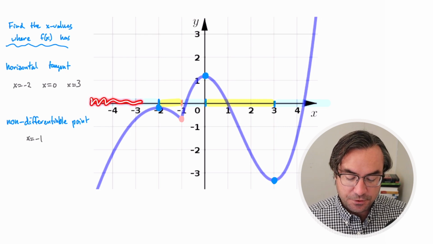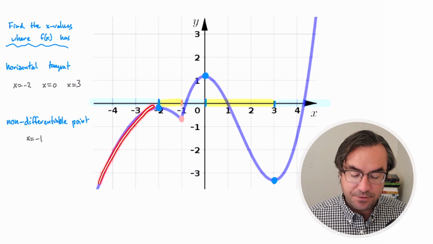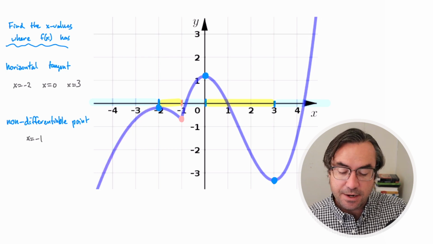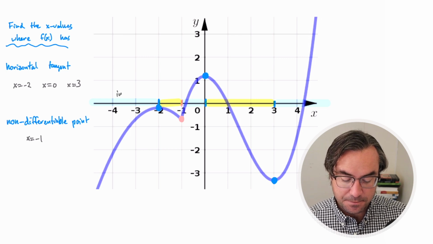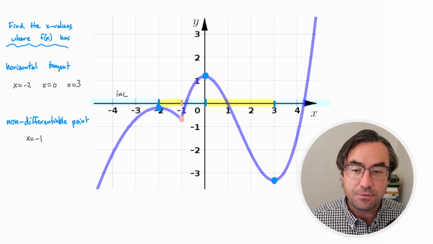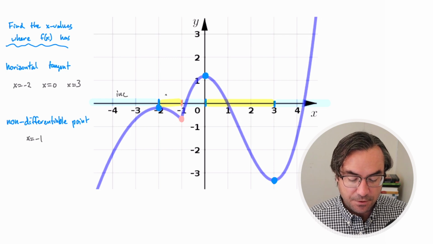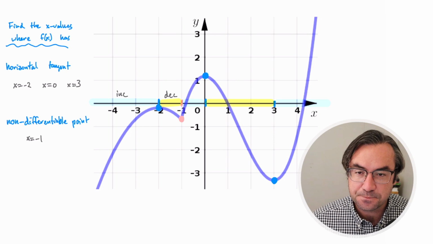So let's start with the first interval. What we see is that on this interval, the graph is moving upward. So there it is increasing. On the next interval, between -2 and -1, we see that our graph is moving down. So on this interval, our graph is decreasing.